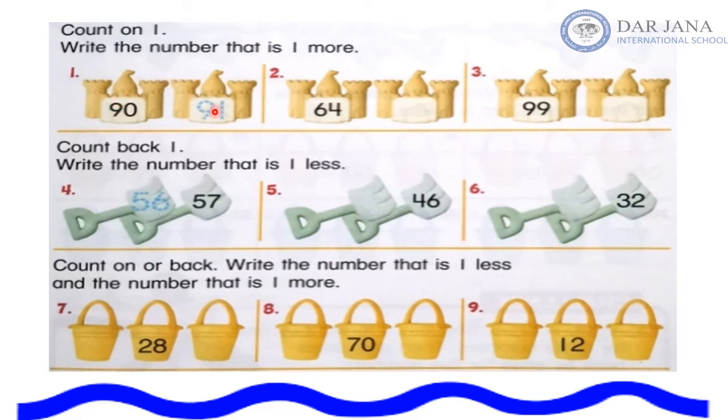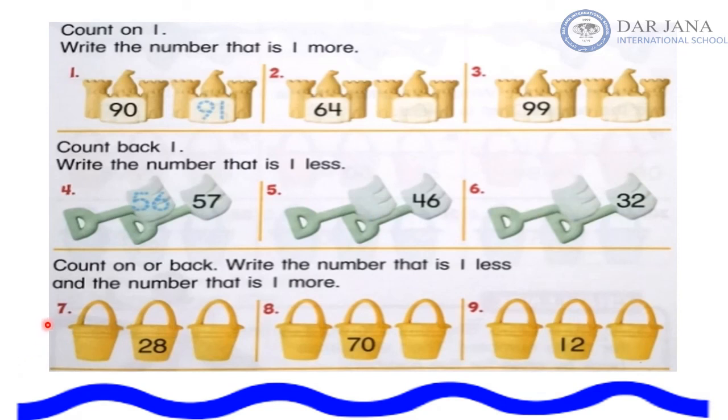So please make sure to have your hundreds chart printed out and beside you before you start answering these exercises. For exercises 4, 5, and 6, the space is before the number, which means on the left side, and this also means that we have to count back 1 because it's 1 less.